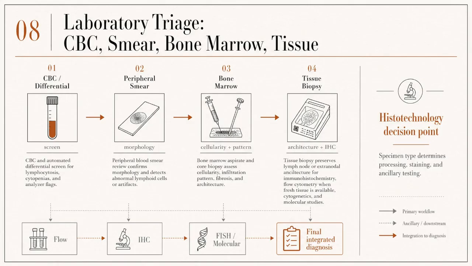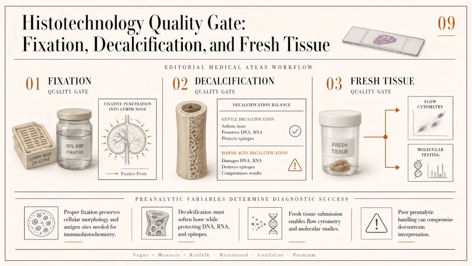As we delve into the critical quality gates of histotechnology, fixation, decalcification, and fresh tissue handling, we are addressing foundational steps that profoundly impact the entire diagnostic cascade for lymphoid tissues and bone marrow specimens. These pre-analytic processes are not merely routine laboratory tasks, they are pivotal determinants of specimen integrity, influencing morphology preservation, immunohistochemical staining fidelity, molecular assay reliability, and ultimately, diagnostic accuracy in hematopathology.